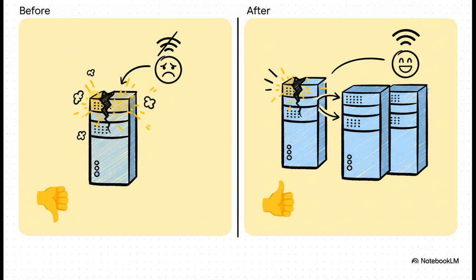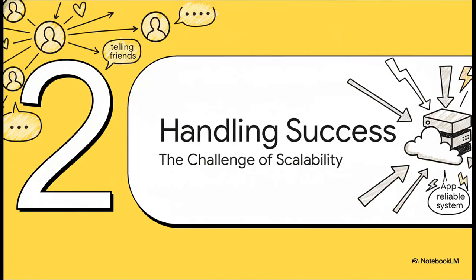So you've survived failure. But that just creates a brand new and much better problem, the problem of success. Okay, so you did it. You built a reliable system, it doesn't crash, people are loving it, and they're telling all their friends about it. This brings us to the second massive challenge: how to handle the load when your app gets wildly popular.